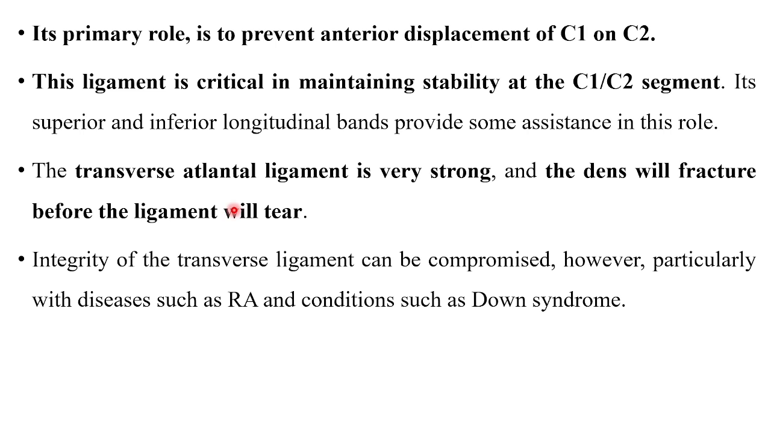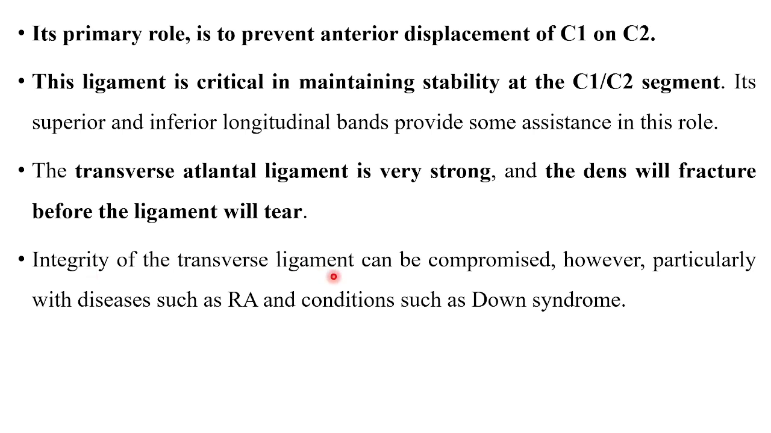The transverse atlantal ligament is very strong and the dens will fracture before the ligament will tear. So if a fracture is occurring in this particular region, there will be a fracture of the bone, that is the dens, but the ligament will be in a stable position, or the ligament will not be getting torn, because this ligament is even stronger than the bone, that is the dens of the axis.